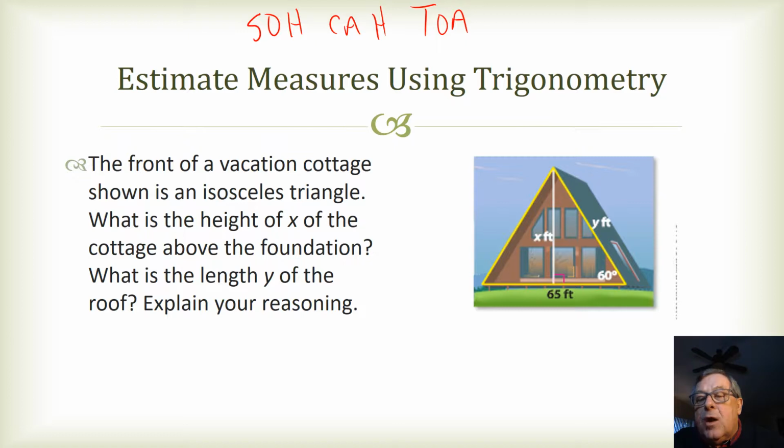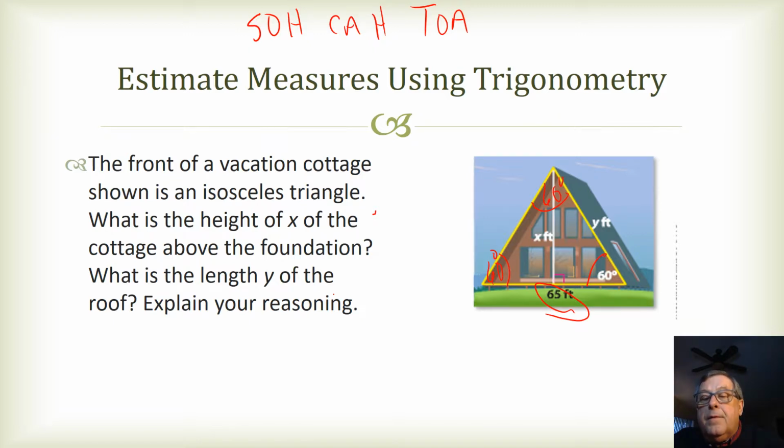All right, so let's see. It's an isosceles triangle, and I'm told that one angle here is 60 degrees. Well, guess what? If one angle is 60 degrees, and this is an isosceles triangle, then this is 60 degrees. That means the second angle is 60 degrees, and that means that the remaining angle has got to be 60 degrees as well. Interesting. Okay, that means it's an equilateral triangle. All right, so we know the length of the base. We're told that it's 65 feet.